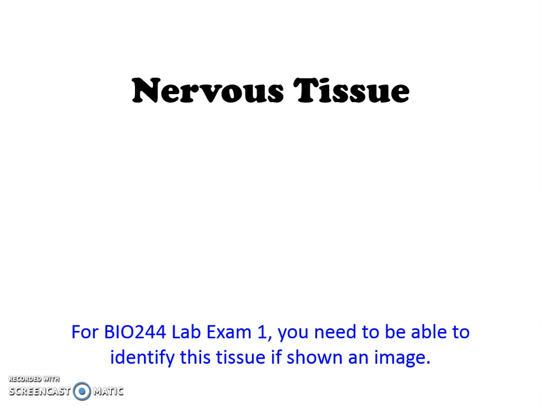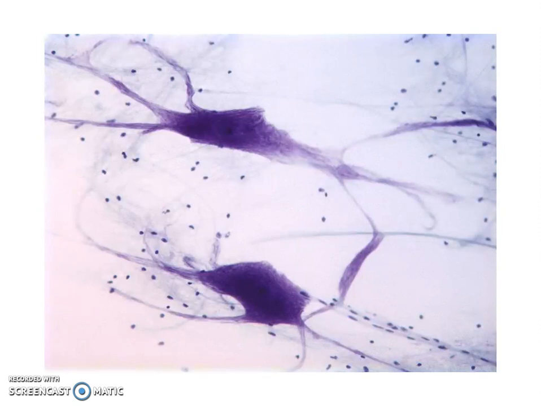Nervous tissue, which we will be talking about in this course, 245 or 244, is going to be made up of 2 types of cells. The first type of cell that you see here is called a neuron, and this is the cell that's actually going to be making up the brain, the spinal cord, and the nerves, and it's going to be responsible for moving action potentials or impulses.